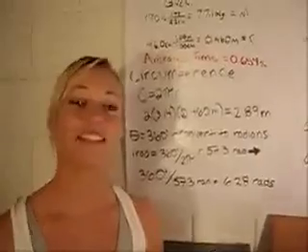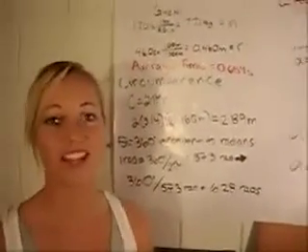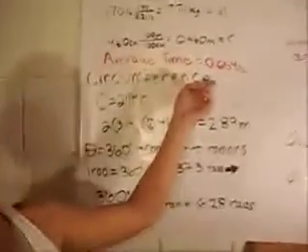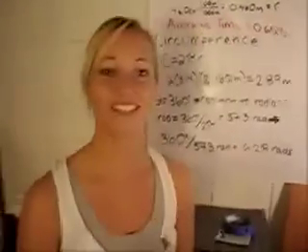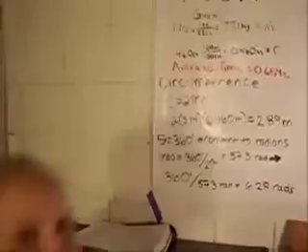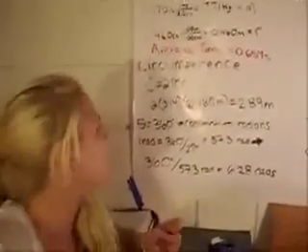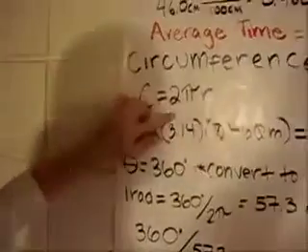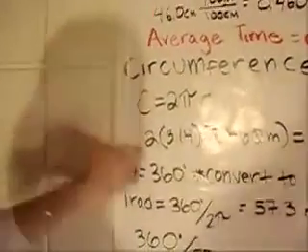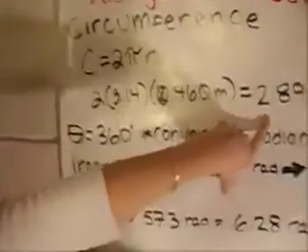So Mike did a bunch of backflips in the tucked position, and we found the average time to be 0.654 seconds as our average. So then we have to find circumference, and to do that, you use the radius from the tuck, and so it's 2 pi r, and you plug everything in and you get 2.89 meters.